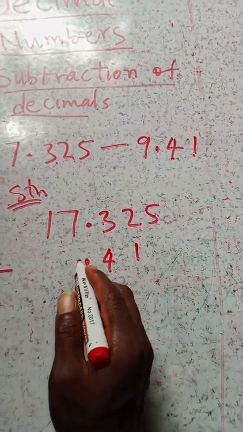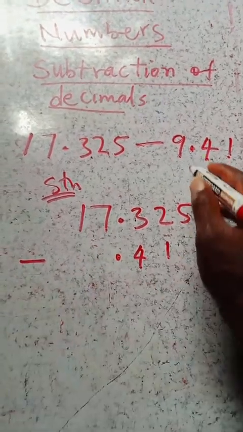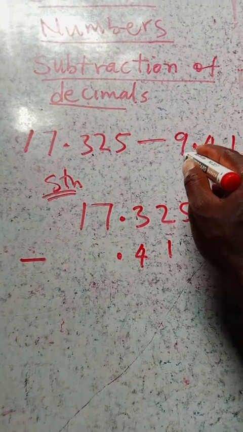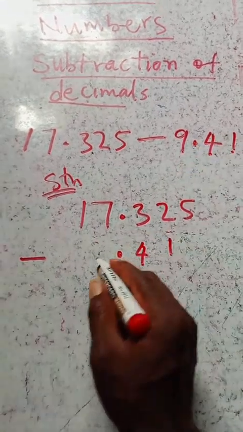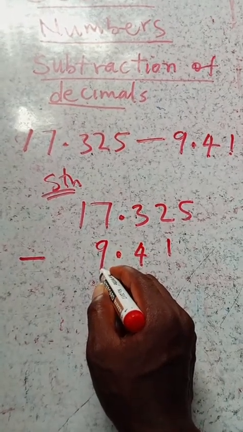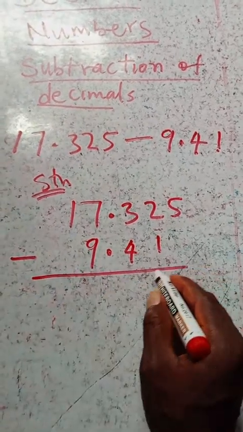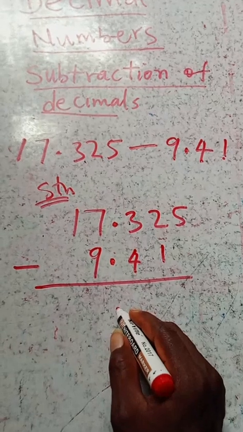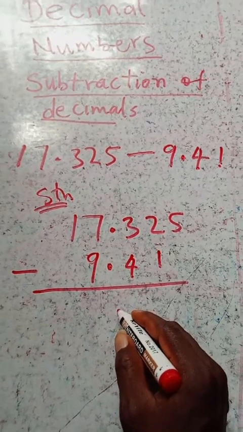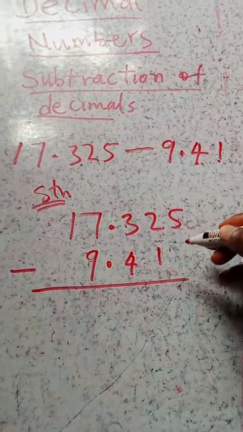And I'll come to my left and I will write what? Immediately before the decimal point is what? 9. So I'll write 9. Are you seeing it? So you have to arrange it in this manner. When you arrange it in this manner, you are going to get a good result. Okay, so at this point, you then begin to subtract.